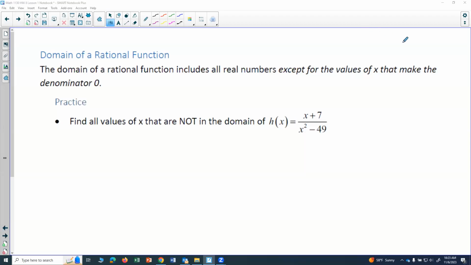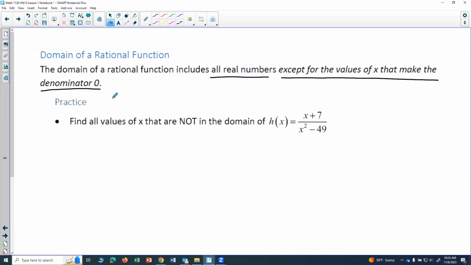In this video, we look at the domain of a rational function. The domain of a rational function includes all real numbers except for the values of x that make the denominator 0. So that's a really big thing. The idea is that you cannot divide by 0, and so any values that make the denominator equal to 0 will not be valid numbers to plug into your equation.